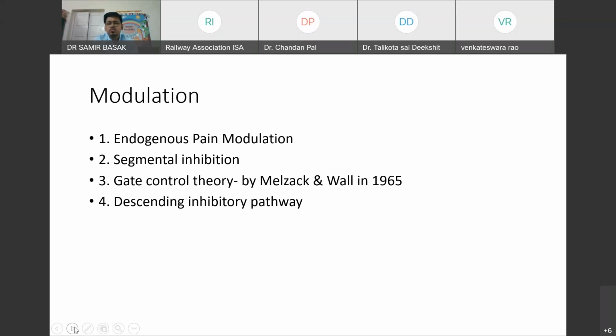This is the gate control theory as proposed by Melzack and Wall in 1965. By this theory, they also got a Nobel Prize. Very important gate control theory. And there is the descending inhibitory pathway by serotonin and noradrenergic pathway. As we know in our day-to-day practice, we are using gabapentin, pregabalin, all these medications act to improve the descending inhibitory pathway. So by these four important pathways we modulate our pain signal, and there is also endogenous pain modulation by the opioid system.